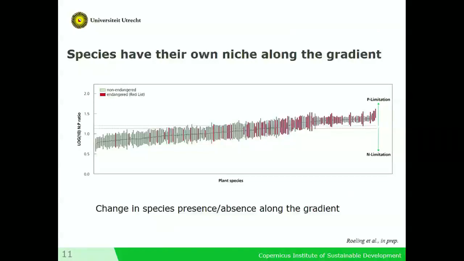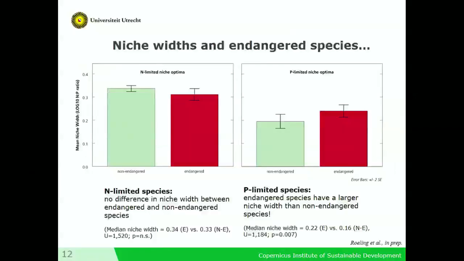And also, just take a look at, as I said before, the height of the bars, because what we were asking ourselves is: is there actually a difference in niche width between endangered and non-endangered species? And as I said before, we expected the endangered species to have smaller niche widths. So what we did is we looked at the species with an optimum under N limitation and for species with an optimum under P limitation.